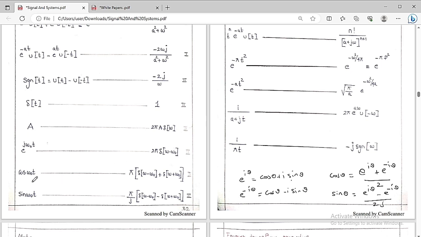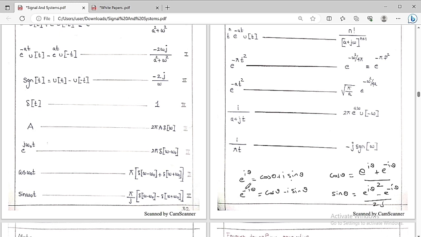Then what is the Fourier transform of cos omega naught t? If you remember this value, you can get these two things with the help of the formula. e to the power of j theta is equal to cos theta plus j sin theta. e to the power of minus j theta is equal to cos theta minus j sin theta. By adding these two signals, we get cos theta is equal to e to the power of j theta plus e to the power of minus j theta, by 2.